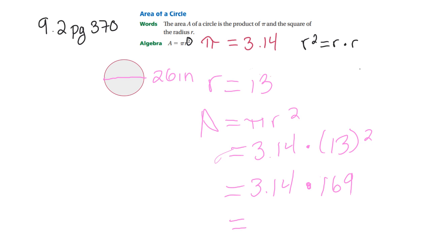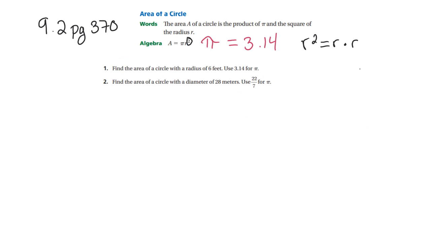Your answer is going to be about this. All right, there you go. So simple as that. Finding the area of the circle, you have a simple equation. Just pay attention to if they gave you the diameter or the radius. If they gave you the diameter, you have to start by figuring out what the radius is.